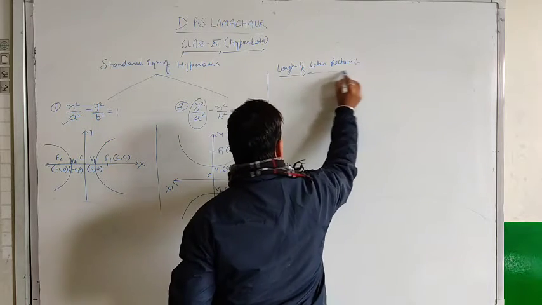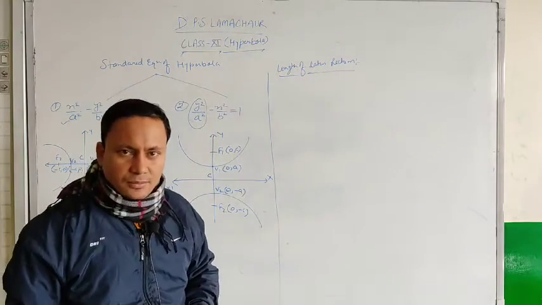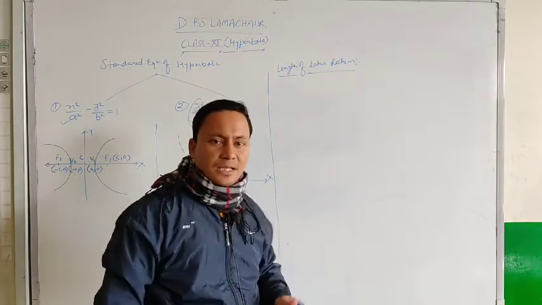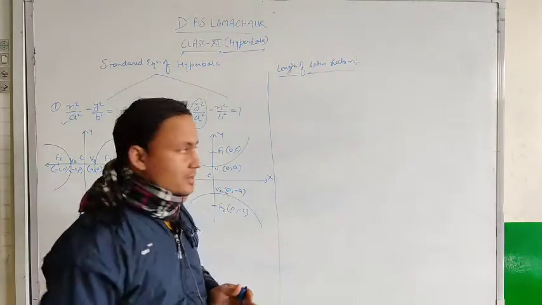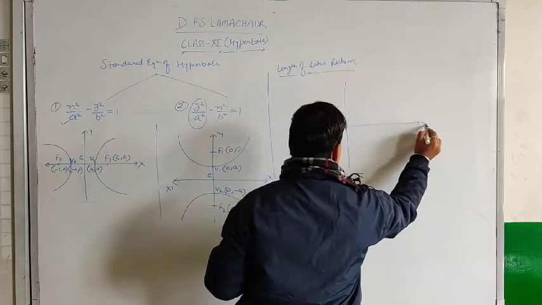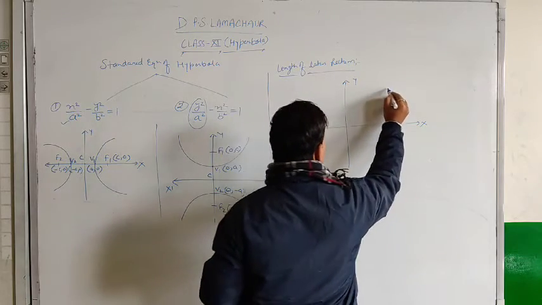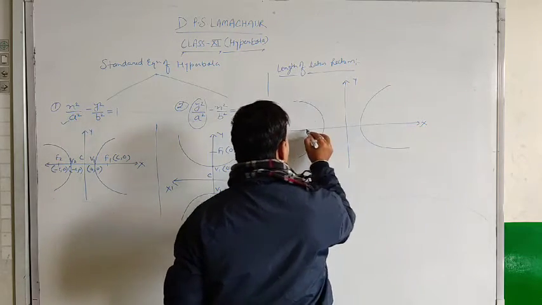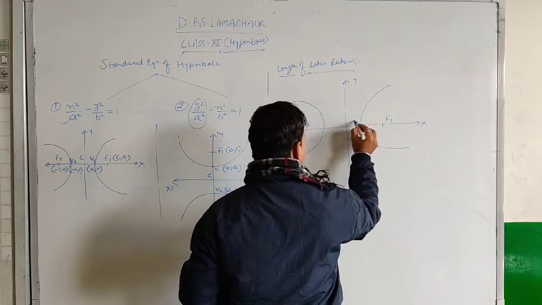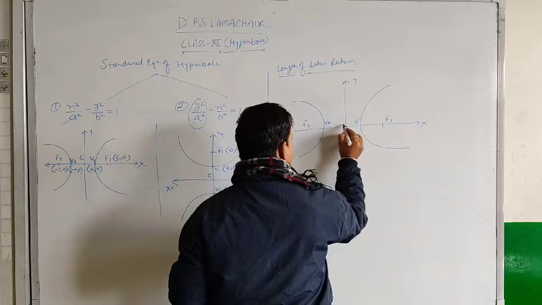So as I told you earlier while teaching about parabola and ellipse, what is latus rectum? Latus rectum is a line segment which passes through the focus. To explain this, let us make a diagram of a hyperbola which is symmetric about the x axis. Let it be focus F2, this focus F1, this vertex V1 and this vertex V2, and this is center C.